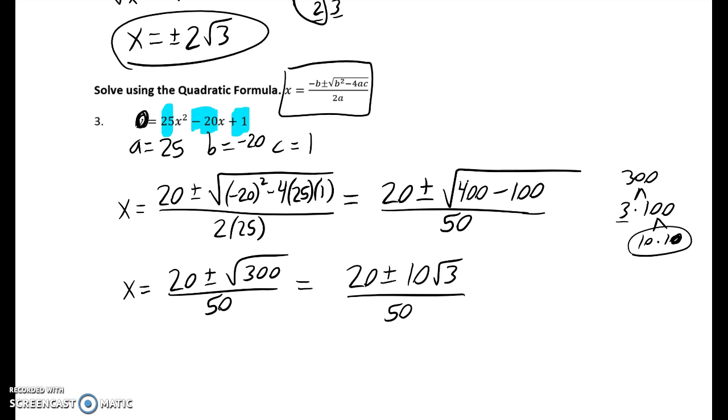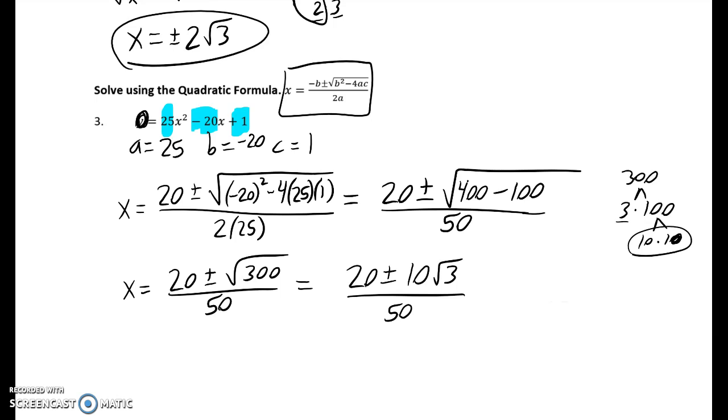Now, here's the deal. I can't combine 20 plus 10 radical 3. Like, I can't combine those into a single integer. Okay, if it was, and please do recognize this, if it was 20 plus 10 over 50, sure, I could do 30 over 50, right? I could add and subtract and get all that stuff. But it's not, so I can't really combine the top any more than I already can, okay?